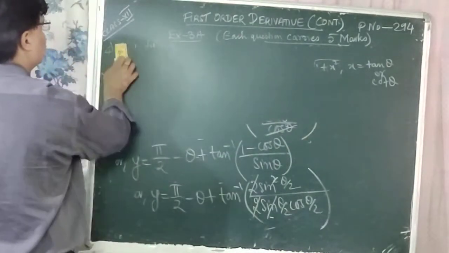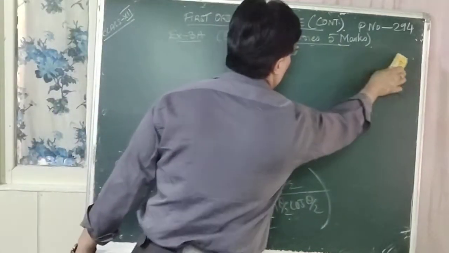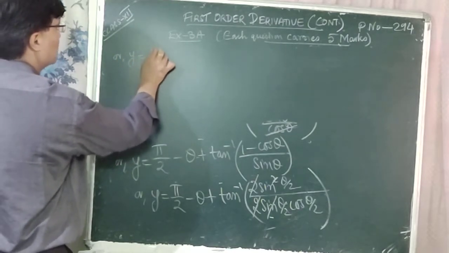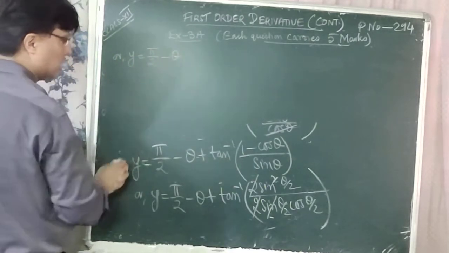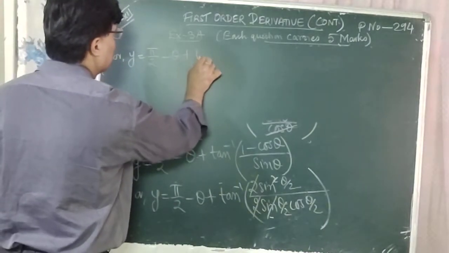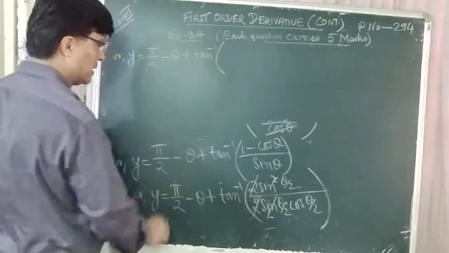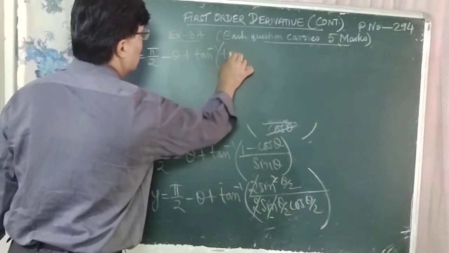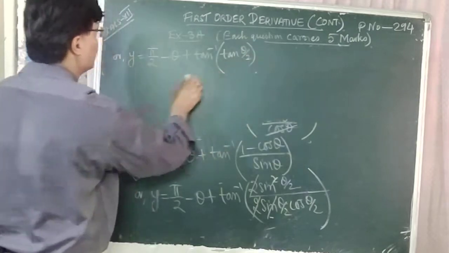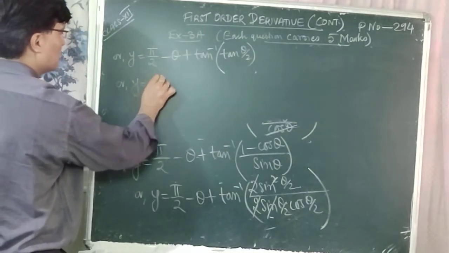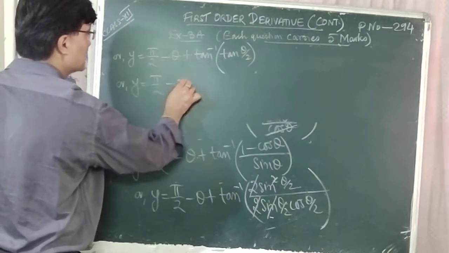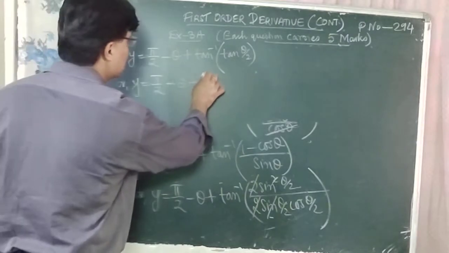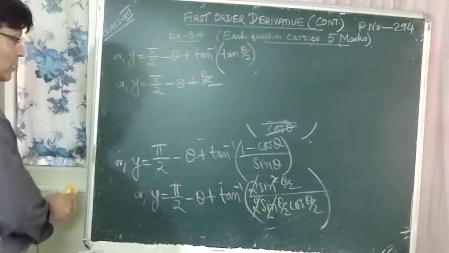So next, y is equal to pi by 2 minus theta plus tan inverse within bracket. This is only sine theta by 2 by cos theta by 2, which is equal to tan theta by 2. Or y is equal to pi by 2 minus theta plus, again, what is tan inverse tan theta by 2? It is theta by 2, right?